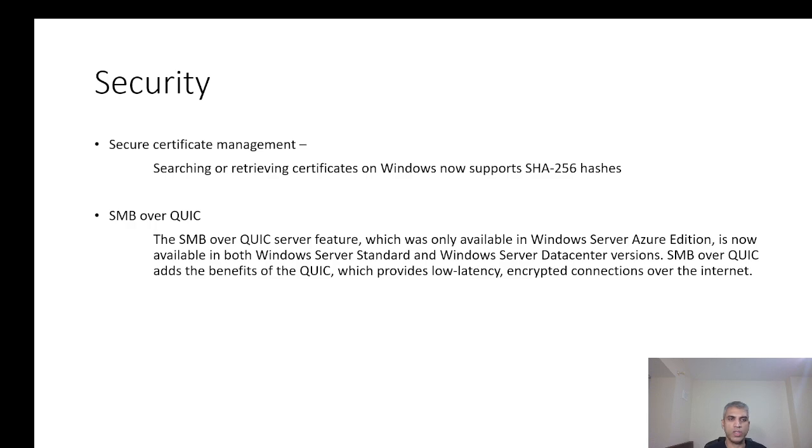Next, we'll discuss changes in security. Security certificate management: searching or retrieving certificates on Windows now supports SHA-256 hashes, that is, the Secure Hash Algorithm. Next one would be SMB over QUIC. The SMB over QUIC server feature, which was only available in Windows Server Azure Edition, is now available on both Windows Server Standard and Windows Server Datacenter versions. I will make a different video to explain what QUIC is.